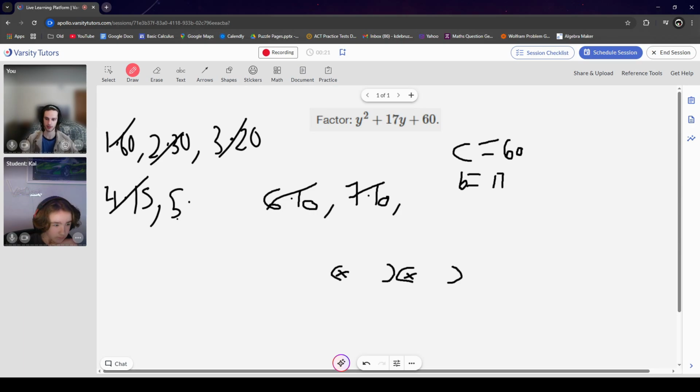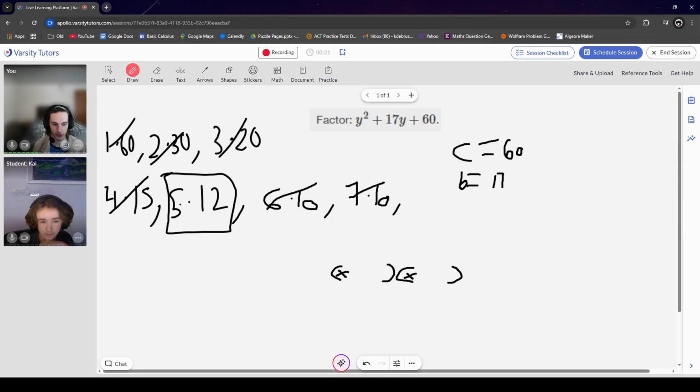12. Now does that add to 17? Yes, there we go. So this is our answer, and that's how you find it. You look at the multiples of 60 and go in order: check the 1, check the 2, check the 3, and so on until you find the right numbers. So 5 and 12 are our multiples.